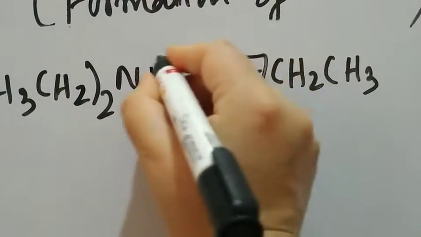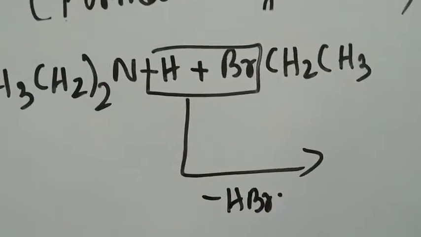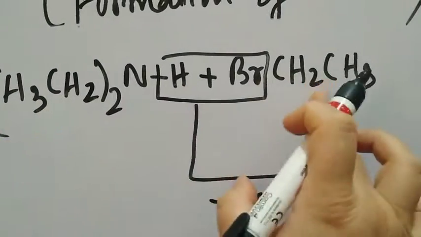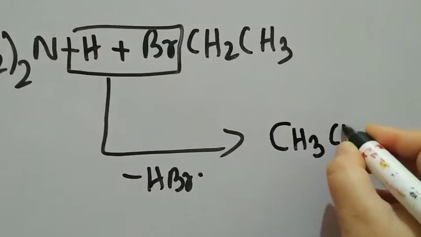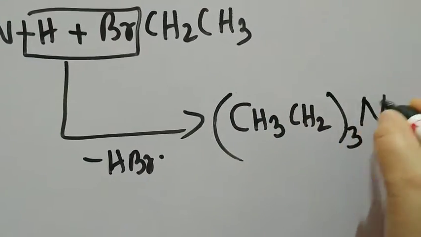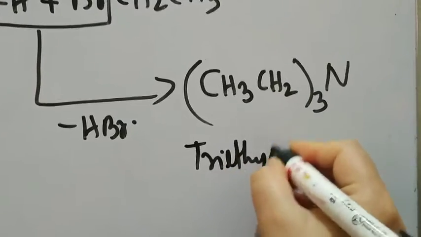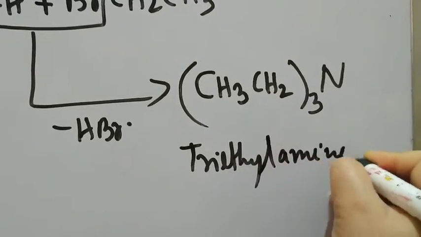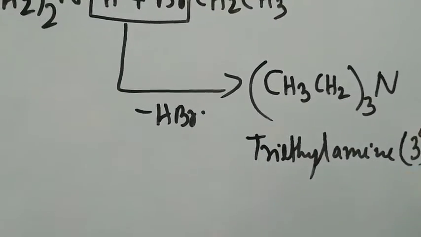Again, these two leave as byproduct HBr. Now what are we left with? We are left with three ethyl groups. So it is (CH3CH2)3N, simply triethylamine. Now this time this is a 3 degree tertiary amine. It does not stop here.